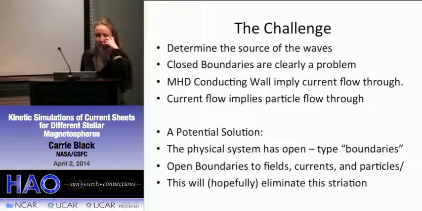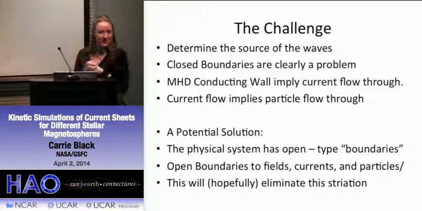Clearly, these closed boundaries are a problem. You really can't just reflect particles. They really do have to be able to flow out. So what we're trying to do right now is to implement open boundary conditions in PSC and hope that this fixes the problem. If this doesn't fix the problem, I don't know what we're going to do. We'll have some other moment of inspiration, I'm sure.